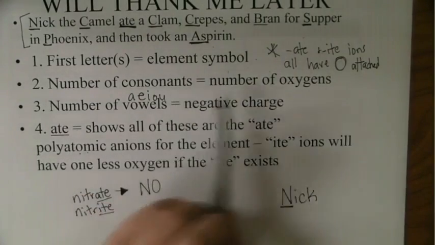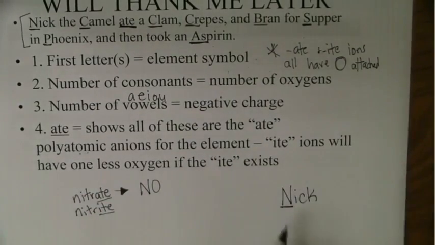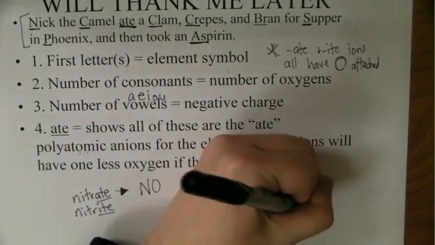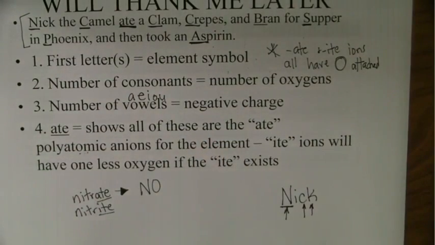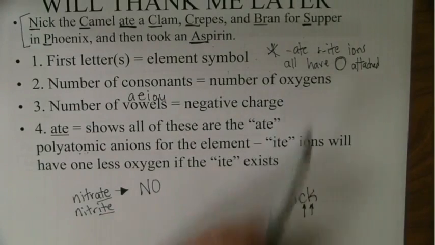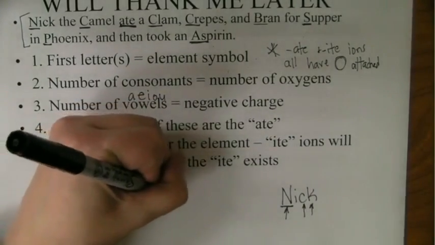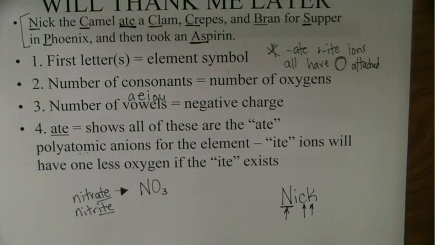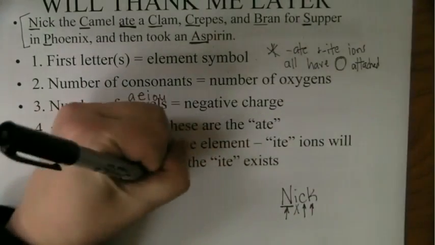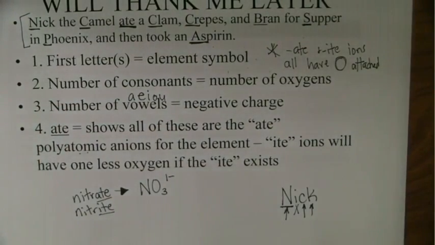The number of consonants in your word tells you the number of oxygen. So go and count the number of consonants in the word Nick. You've got the N, the C, and the K. 3. The number of consonants tells you the number of oxygens that are attached. So nitrate is NO3. Hopefully so far so good. The number of vowels tells you the negative charge. There is only one vowel in Nick, so that means nitrate is -1.